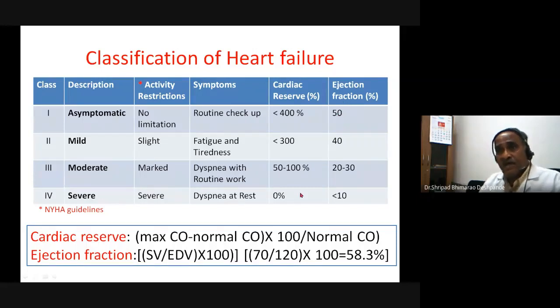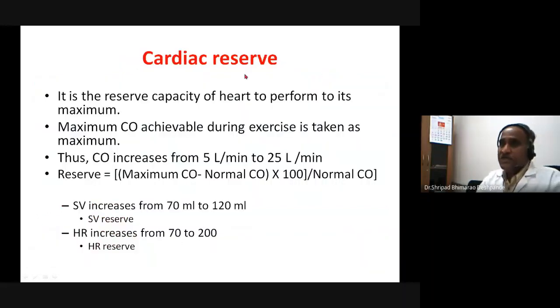Now, let us see what this cardiac reserve is. The cardiac reserve is the amount of blood. So I will just go back here. It is the reserve capacity of the heart to perform to its maximum. That's cardiac reserve. The maximum cardiac output achievable during exercise is taken as the maximum. So that means the cardiac output which we can achieve during severe exercise is taken as maximum.